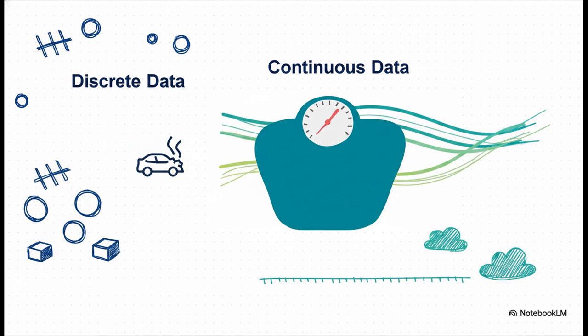Continuous data, on the other hand, can take on any value within a range. Someone's weight isn't just 150 or 151 pounds. It could be 150.75 or 150.753, and so on.